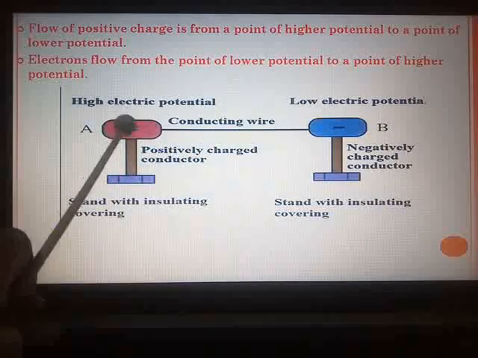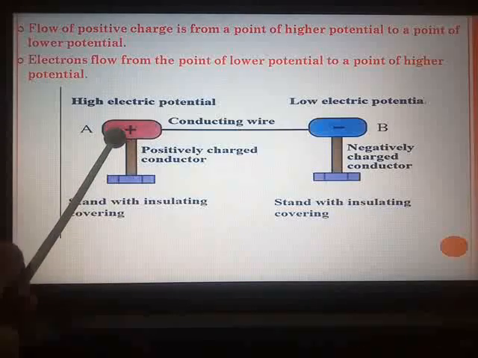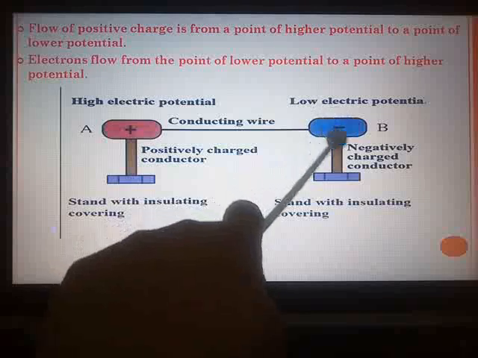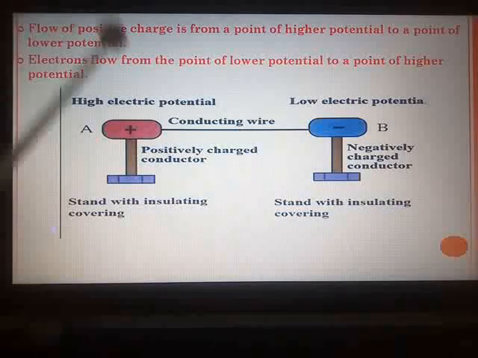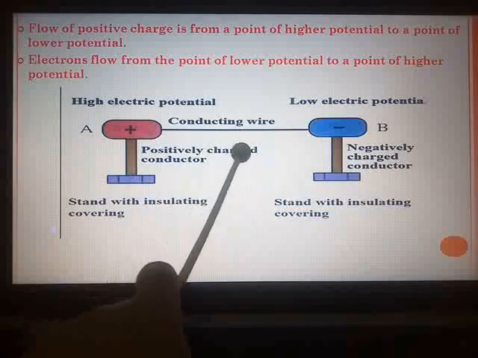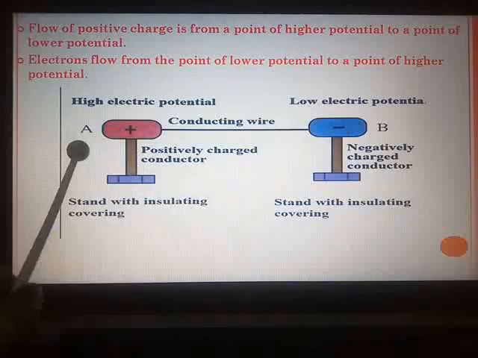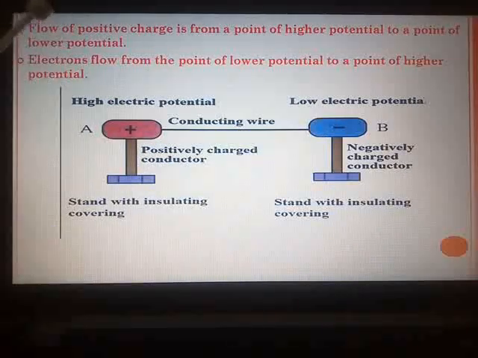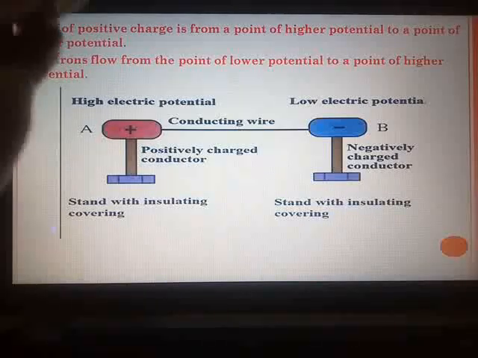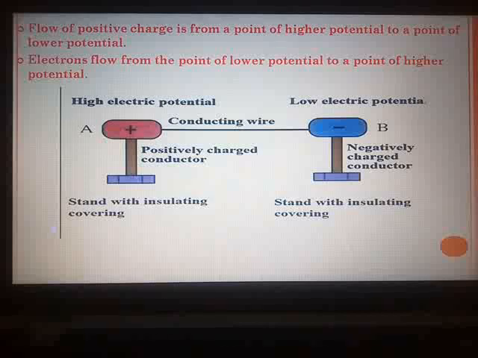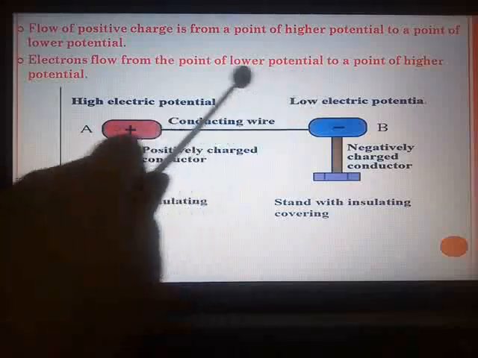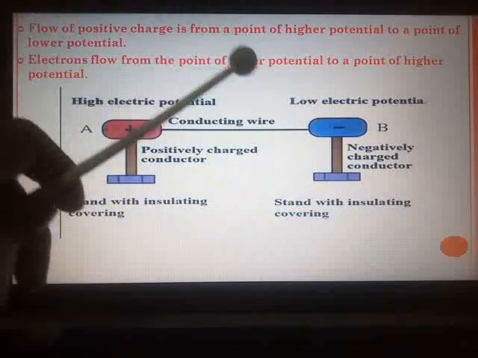So here in this experimental setup or in this figure, conductor A and B, you can see both of them. So A is at a higher potential, you can see a positive charge, then conductor B is at a lower potential. When both of these are joined, connected by a conducting wire, a potential difference is created between both the ends, and the electrons will flow from B to A. Why? See here, both are different. Flow of positive charge is from the point of higher potential to a point of lower potential, but the flow of electrons is from the lower potential. Why? Because you know electrons are negatively charged.